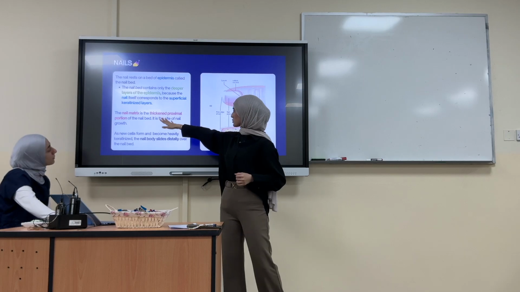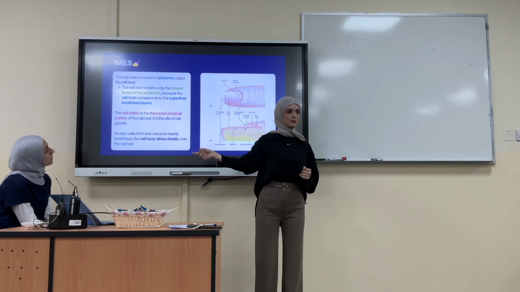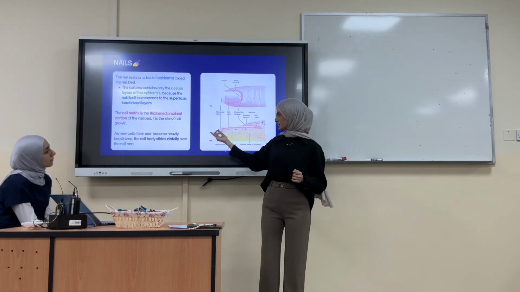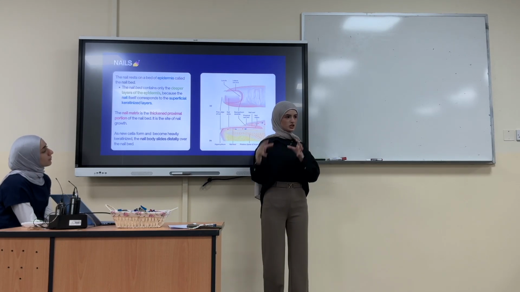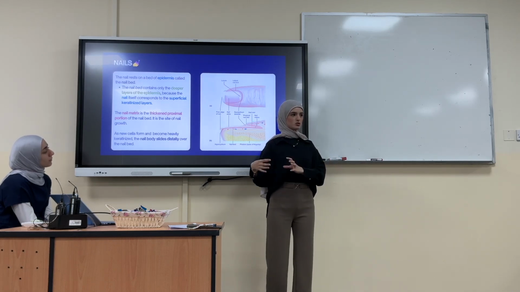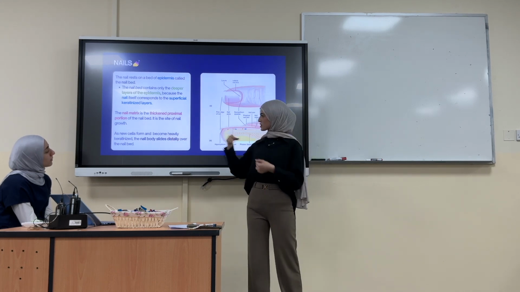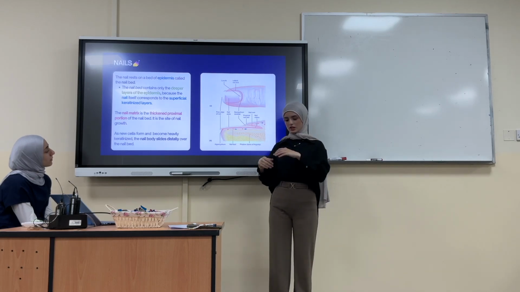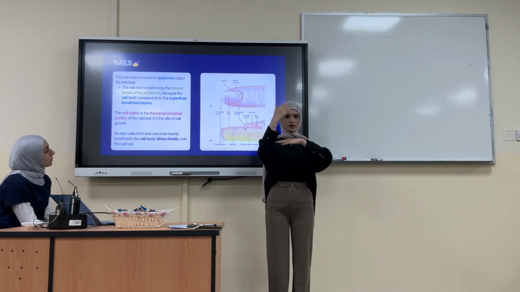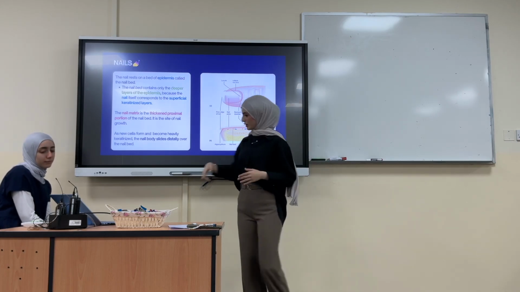The nail matrix is what? It's the thickened proximal portion of the nail bed, and it is the site of what? Site of nail growth. Usually if something says nail matrix or something matrix, then it is the site of the growth of something. So the nail matrix is the site of growth of the nail cells, or the nail itself. As new cells form, they become heavily keratinized. What happens is, if this is your nail bed and this is your nail, and you have new cells coming from here, the nail plate will just slide over the nail bed, and that's how your nails get longer. Does that make sense? Okay.